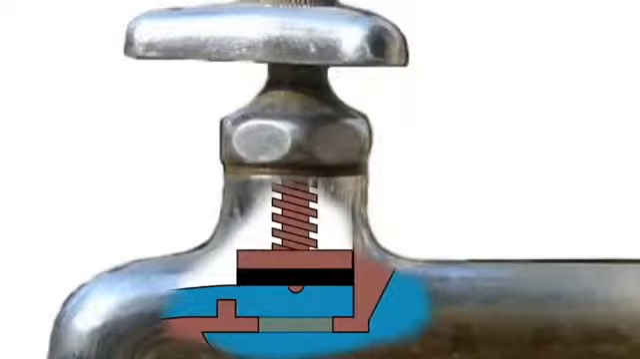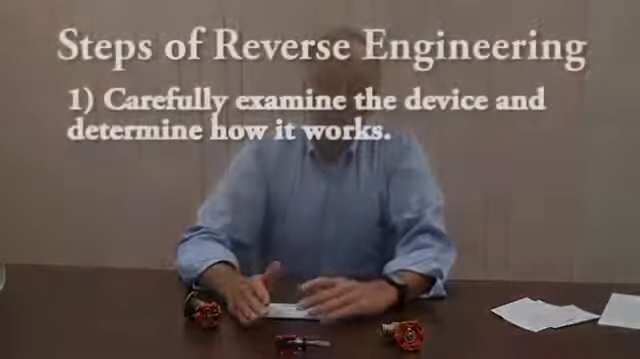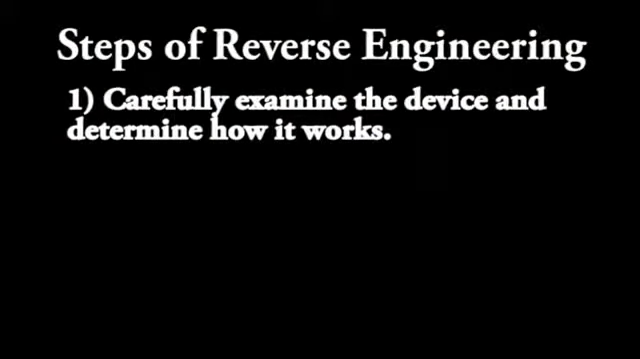For example, here's an inline faucet, which would be used to shut off the water flow in a pipe where water or some other fluid is coming from this direction, to my left, your right. Now, the first step in reverse engineering is to carefully examine the device and determine how it works.